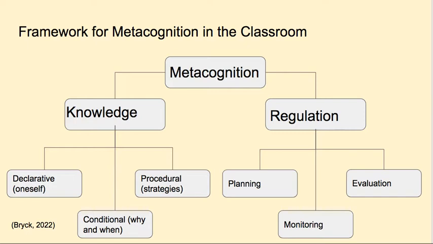And we can also think about knowledge in terms of procedural strategies. So these can be strategies involved in mathematical procedures, science experiments, how to write an essay, all of these types of things. They could also include strategies for time management of getting ready in the morning. On the other side, we have regulation. And regulation is very important for students to be effective learners in the classroom. And regulation refers to planning, monitoring, and evaluation.